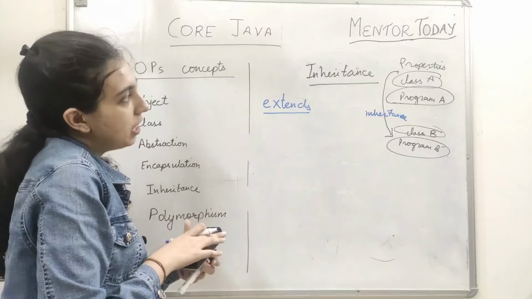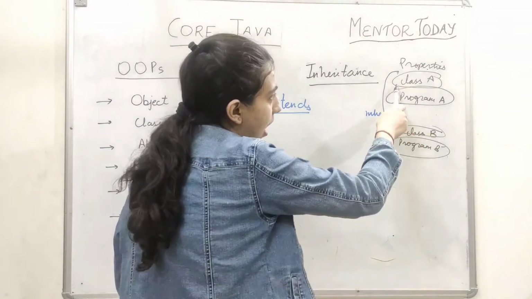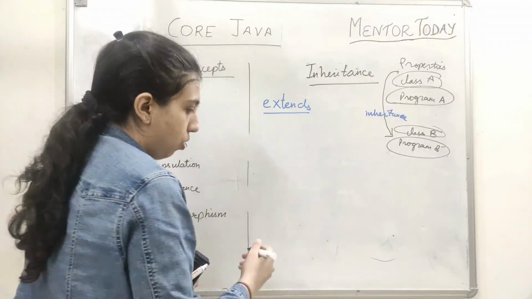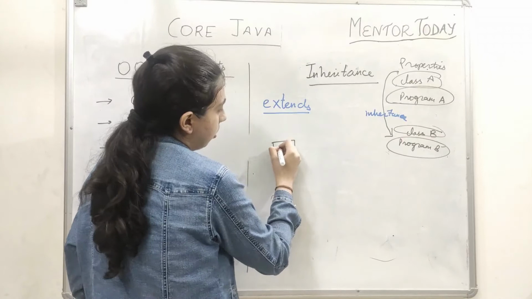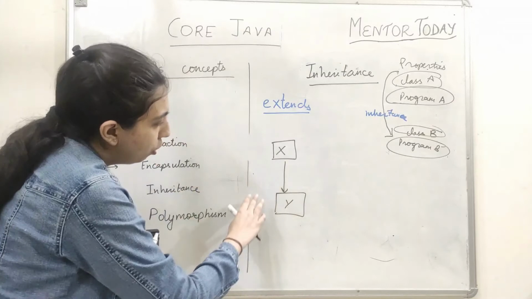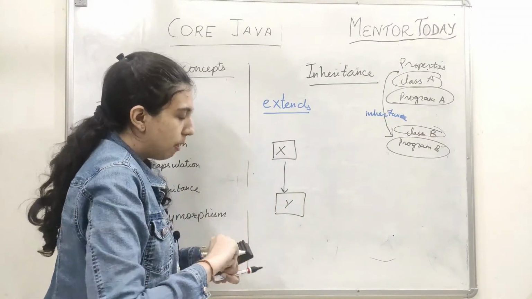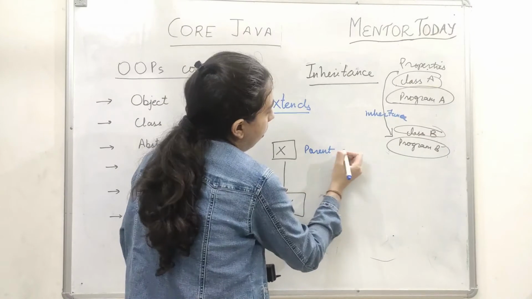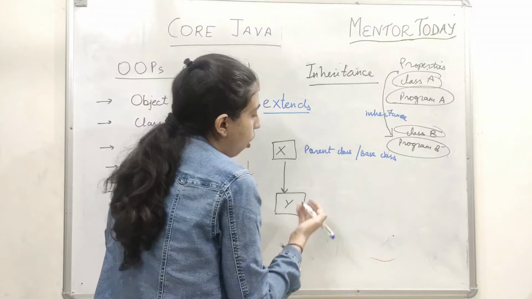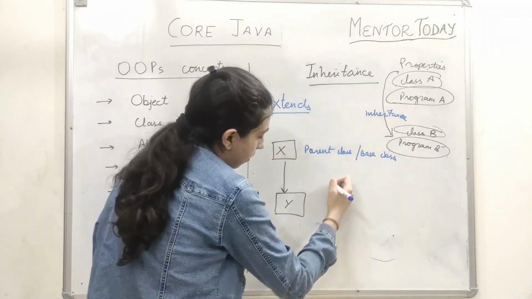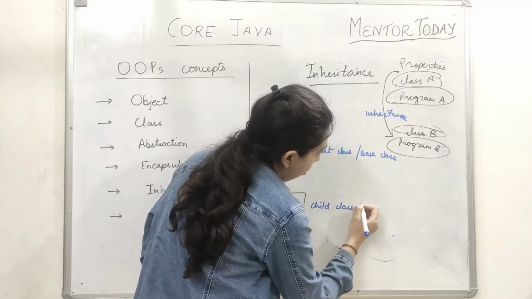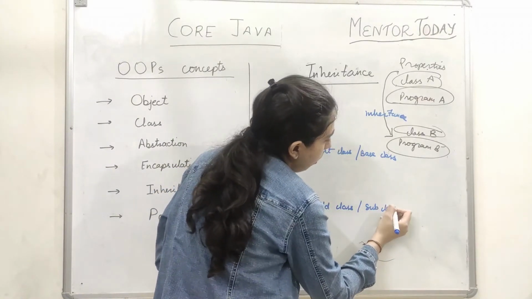I'll give the example later. So basically, when you are inheriting some properties of an already existing class into a new class, that is called inheritance. Suppose this is class X and this is class Y, and X has some properties that I'm going to use in class Y. So this class X becomes our parent class, or you can call it base class or superclass, and the class which will inherit the properties of X is the child class or subclass. It's also called derived class.